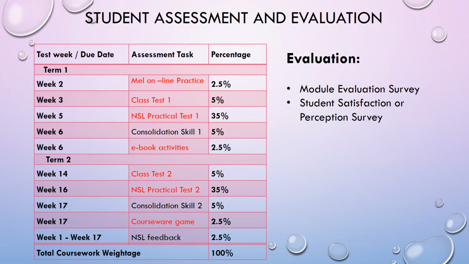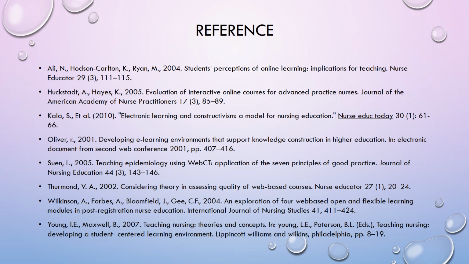For the course effectiveness evaluation, the students will be assessed by various formative assessments, such as practical tests to assess the practical skill performance, the class test to assess the theory component, the reasoning skills, and the other unauthenticated components which I highlighted in red color. For students' evaluation, we can get the students' input from the module evaluation survey and conduct the user satisfaction survey. That's all for my presentation.